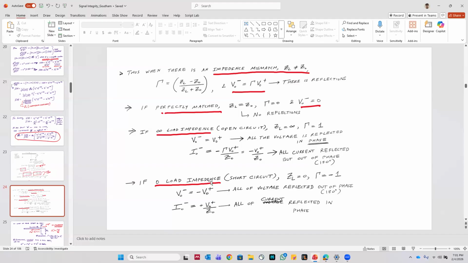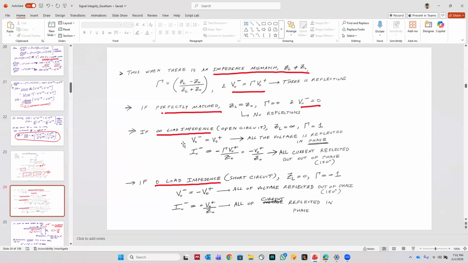Similarly, if you had zero load impedance, then you have a short circuit situation, and you can see here that all of the voltage is reflected, but the voltage is reflected 180 degrees out of phase, while here it is in phase. That makes sense because if the output was shorted, the voltage has to be zero. So the reflected wave has to be 180 degrees out of phase so that when you add them together, they end up being zero. Because the voltage for a short must be zero. So the voltage is out of phase by 180, but the current is reflected in phase.